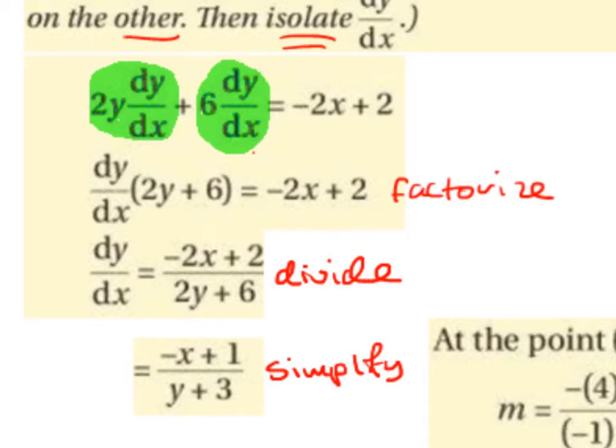We're going to factorize. So we have dy/dx common to both, bracket 2y plus 6. And again, that's equal to minus 2x plus 2. So remember, we want to isolate the dy/dx, so we have to divide both sides by 2y plus 6. So we end up with dy/dx equals (minus 2x plus 2) divided by (2y plus 6).